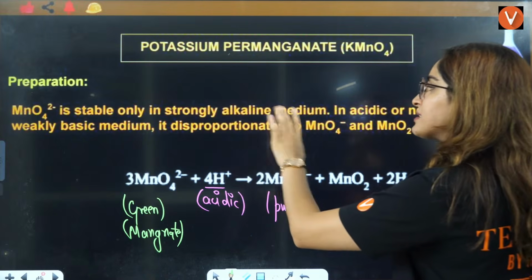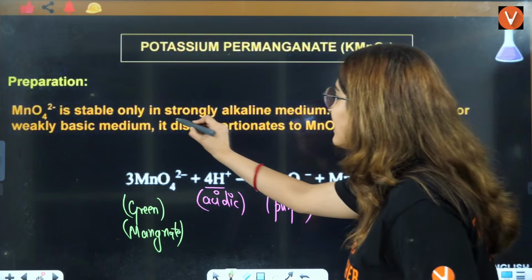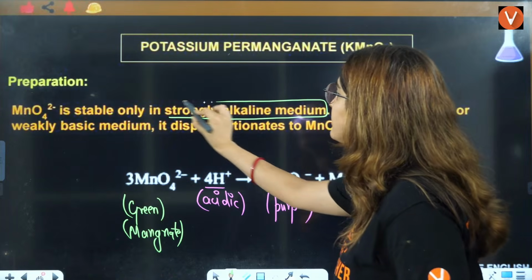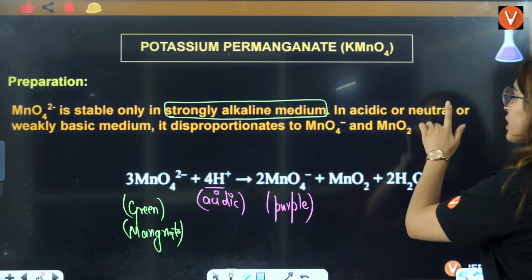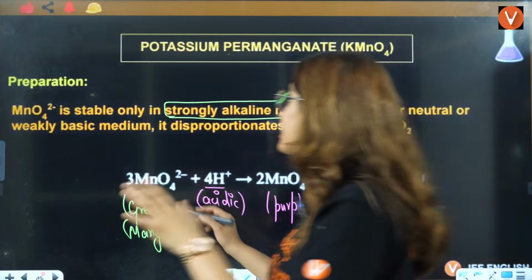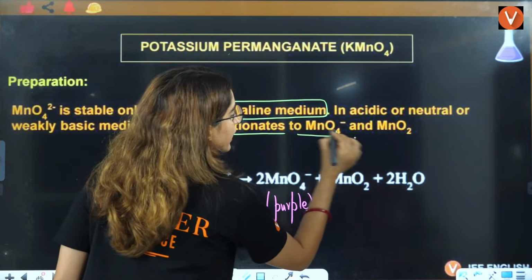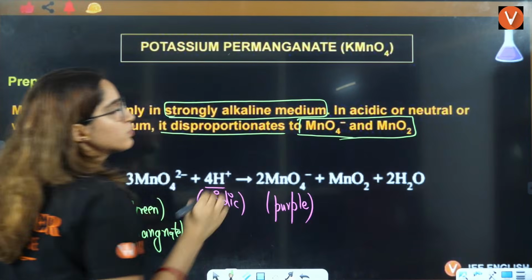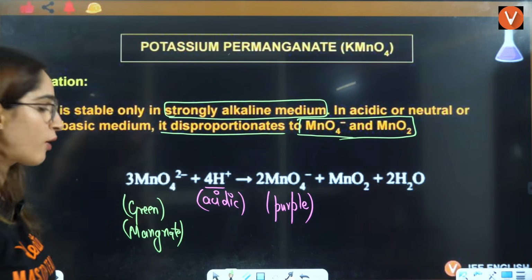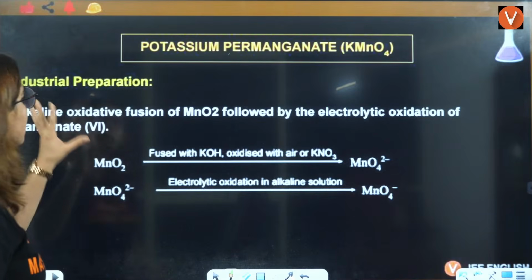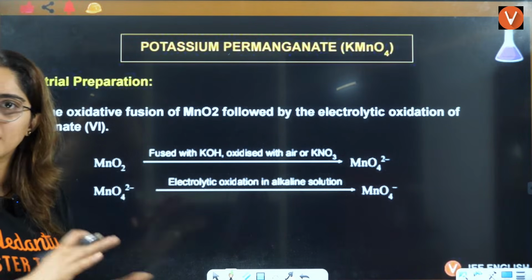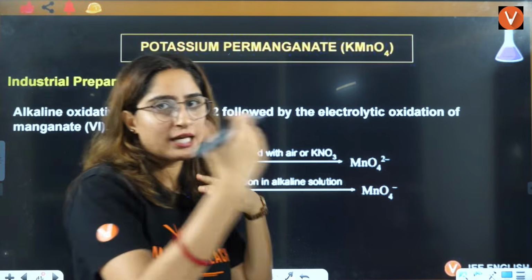So manganate is stable only in strongly alkaline medium. It is not at all stable in the acidic medium. In acidic or neutral or very weakly basic medium, it disproportionates into KMnO₄ and MnO₂. This is a very, very important reaction. Okay. Then, this was the first way of converting manganate to permanganate.